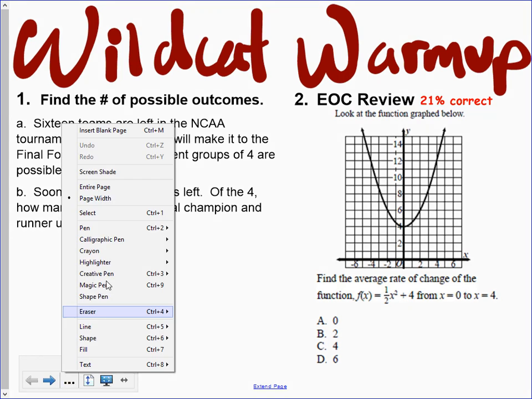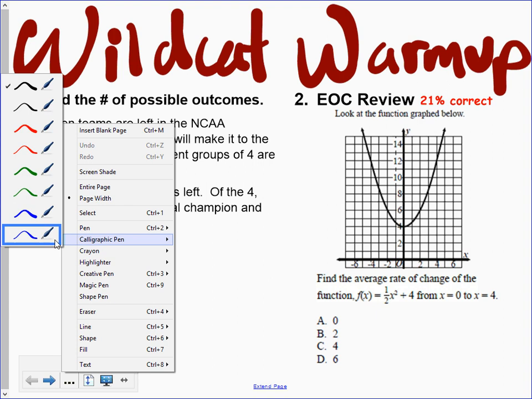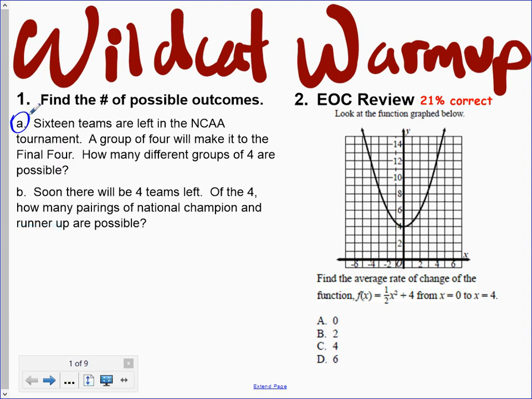Number 1, find the number of possible outcomes. Kevon, part A. I did nCr and calculated 16 and 4, 1820. Hold on. Right, I said it right. 1820, either way is fine.